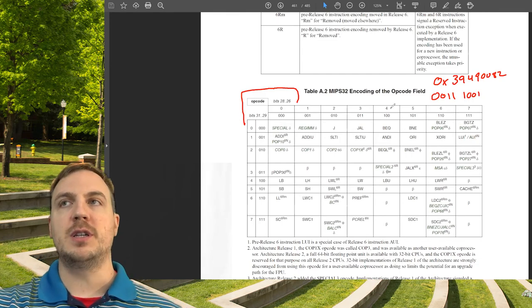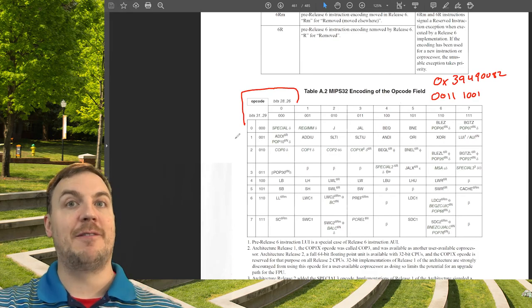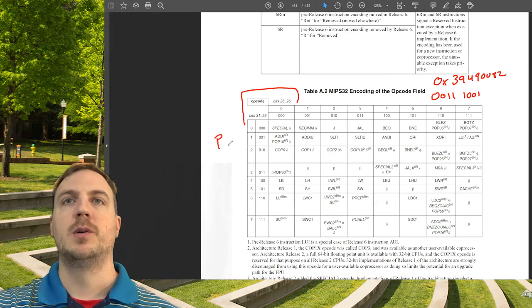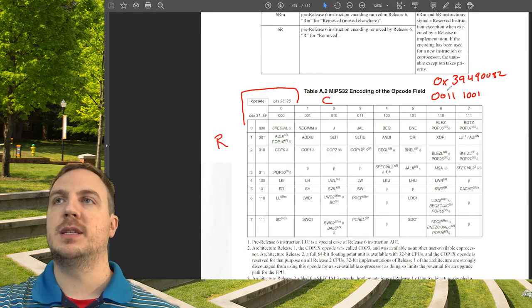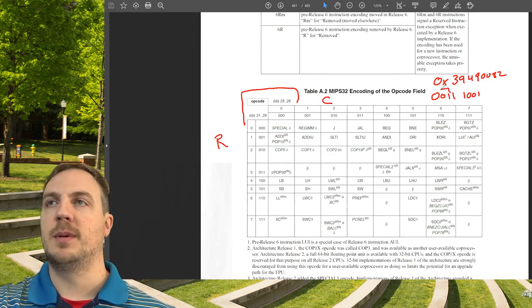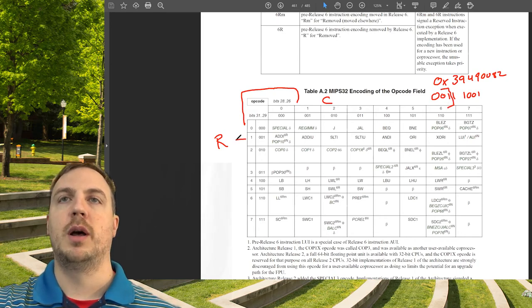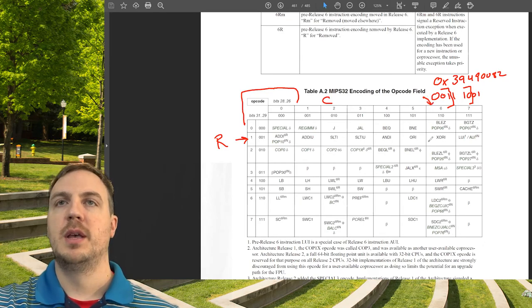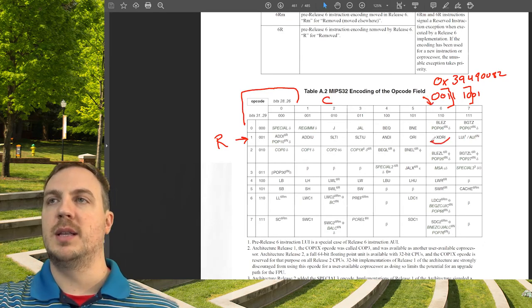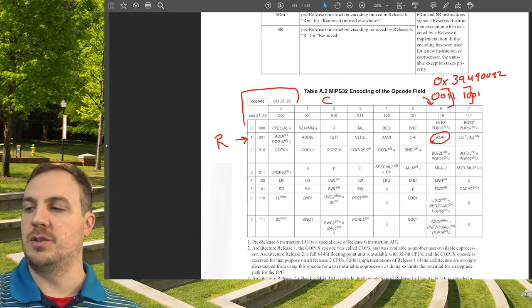The first three of the six digits, the leftmost three, give us our row, and the next three digits give us our column. Let's see what we've got. I'm going to break this up into threes. 001, so we're on row 1 right here. The next three is 110, so 110 is column 6 right here. We see where those two meet, and it's the XORI instruction.